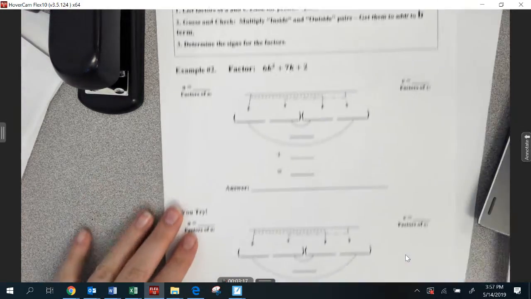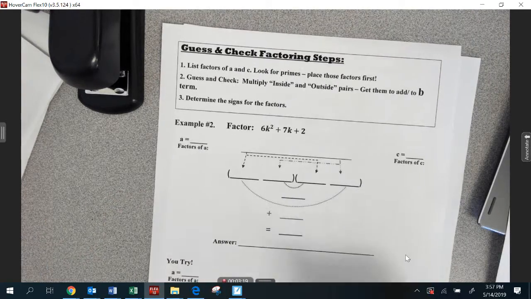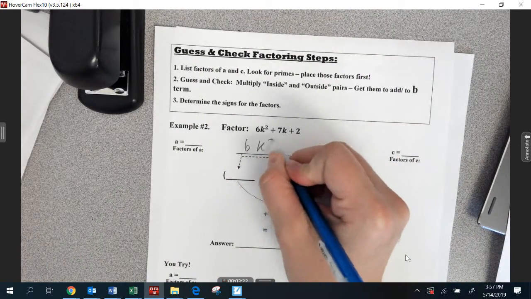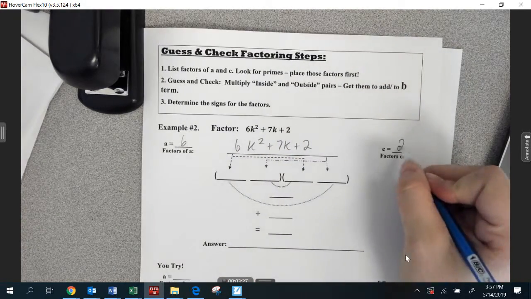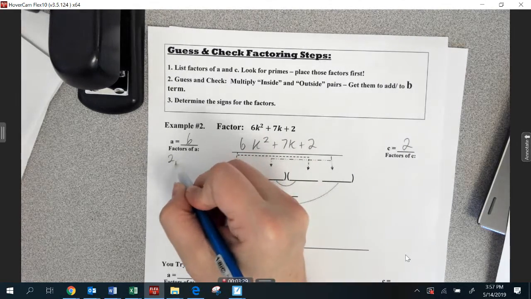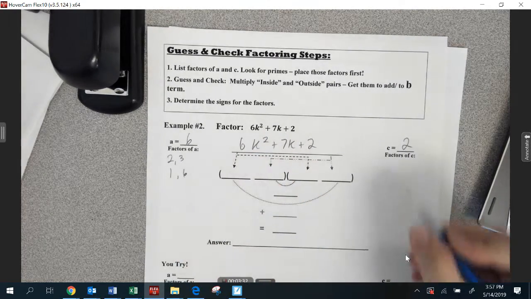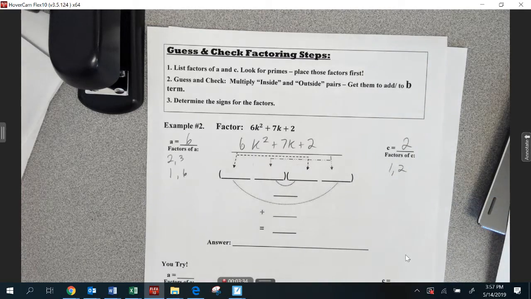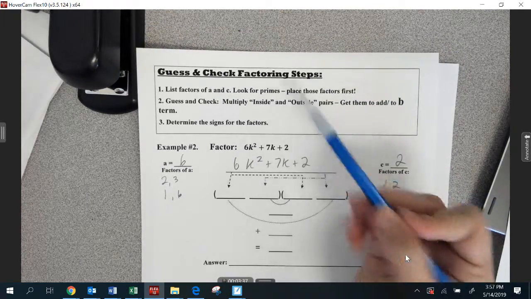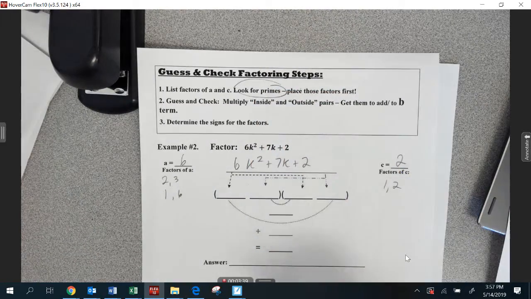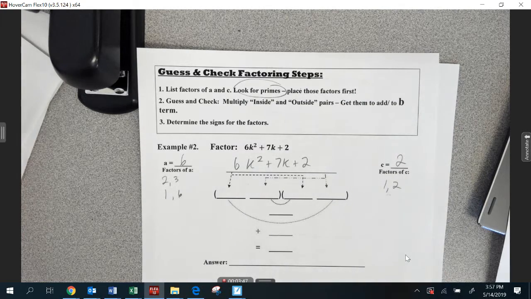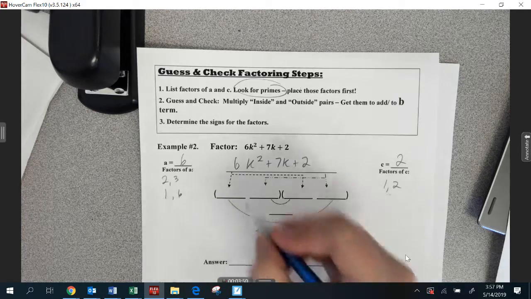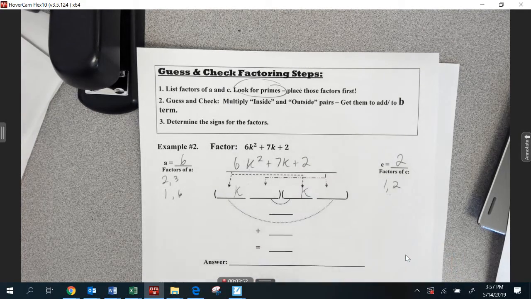All right, let's try one more. In example 2, I'm going to copy this problem down. 6 is my A value, 2 is my C value. My factors of 6 are 2 and 3 and 1 and 6. My factors of 2 are 1 and 2. My steps up here say, look for prime numbers, meaning look for numbers that have only one set of factors. Those are the ones you're going to want to place first to make sure that you test as few options as possible. I do know that I'm going to need k's in both spots.